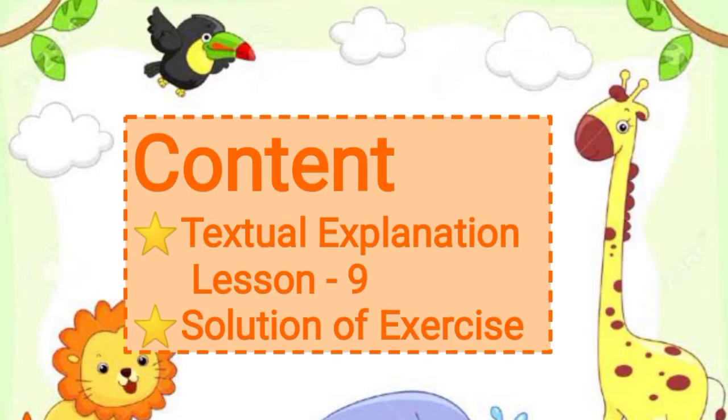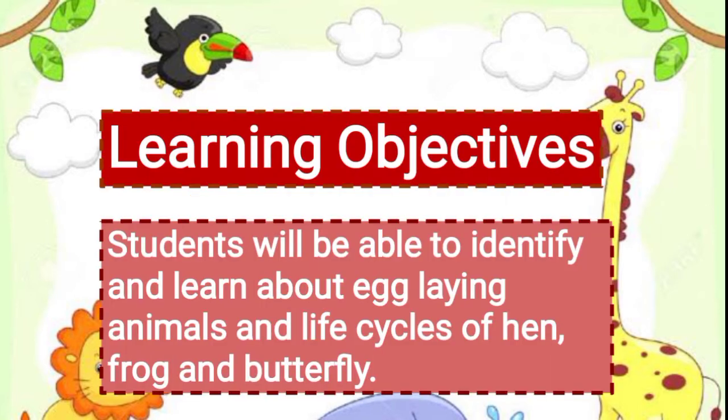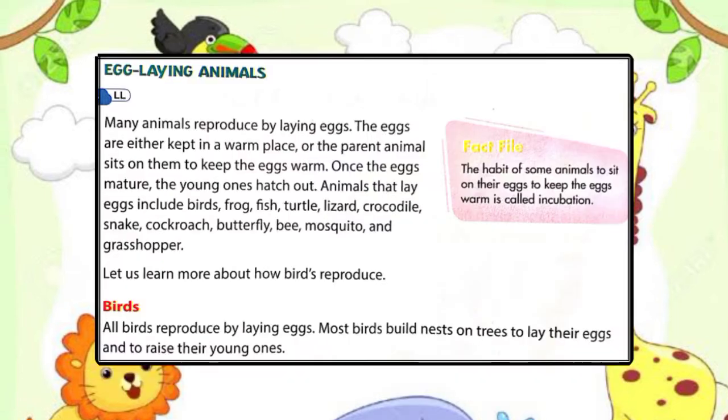Today we will understand lesson 9, Animals and the Young Ones, and will solve the exercise of lesson 9. This lesson will help you to identify and learn about egg-laying animals and life cycles of hen, frog and butterfly. Let's understand about egg-laying animals.